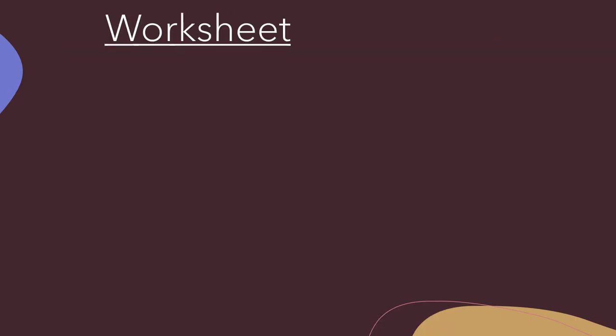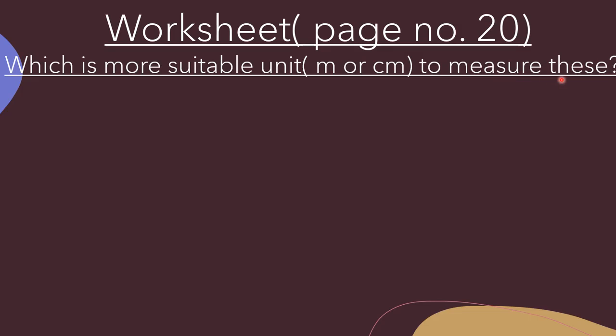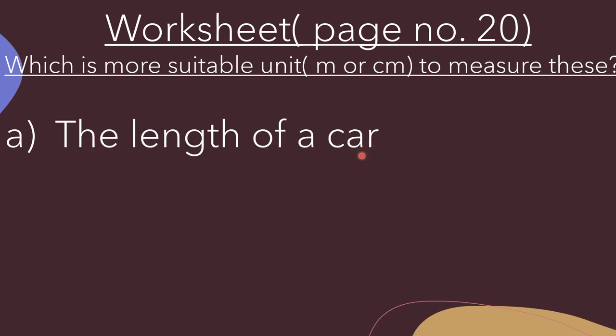Now we will do worksheet given on page number 20 of your book. So here, which is more suitable unit, meter or centimeter, to measure these? We have given two units, meter or centimeters. So beta, first of all I am going to tell you that where we can use meters or centimeters to find out the length of a particular object. Okay, so let's see what is given to us. So here the first one is in A part, the length of a car.